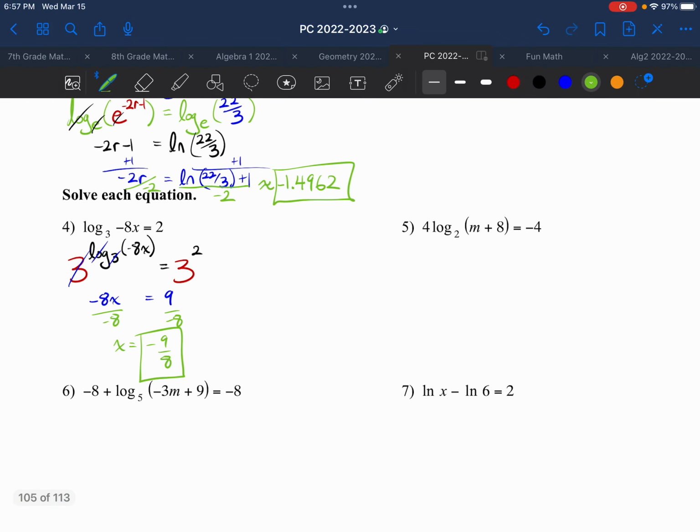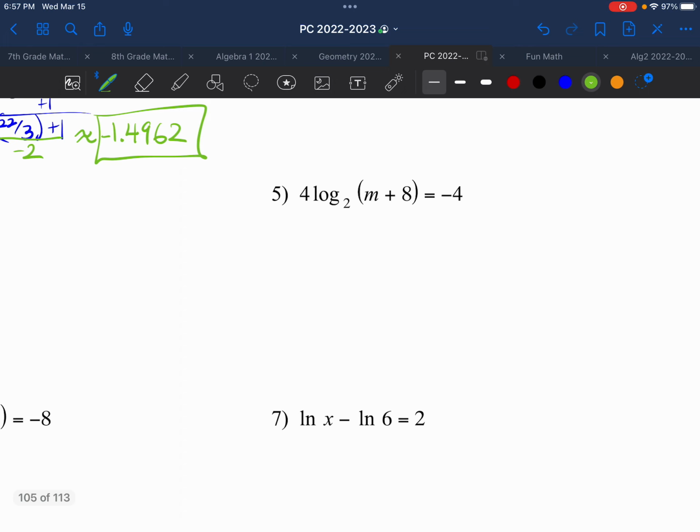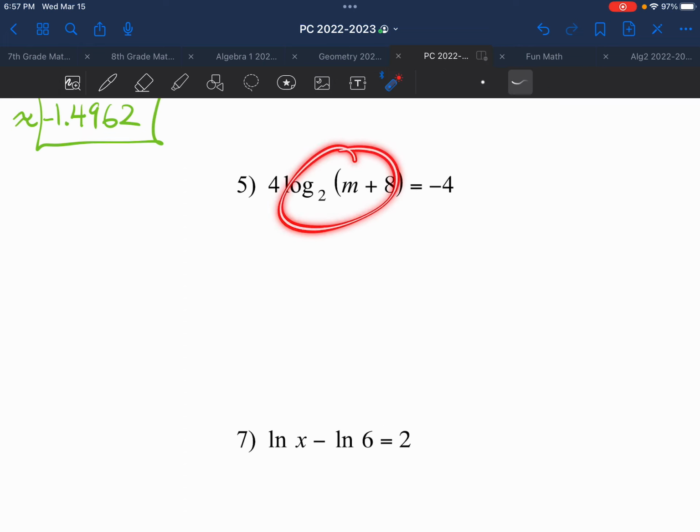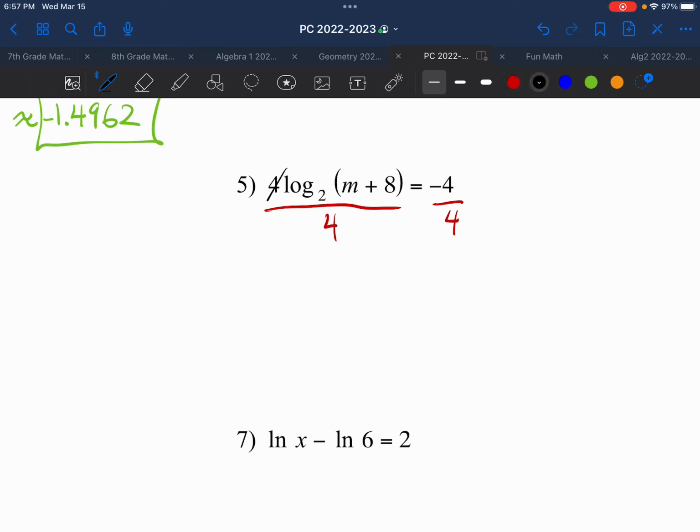All right, now we're on to number 5. And from here, again, we're trying to isolate this logarithm. So this 4, we need to get rid of. 4 is being multiplied by that logarithm. So we're going to take the inverse operation and divide by 4. Divide by 4, leaving me with just a log base 2 of m plus 8, and that's going to be equal to negative 1.